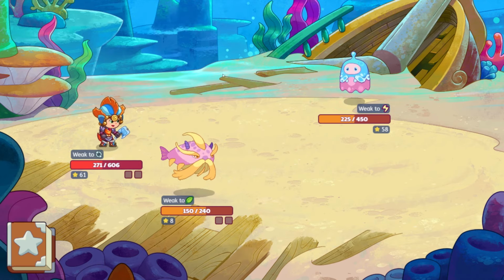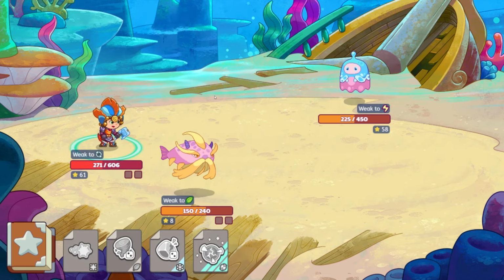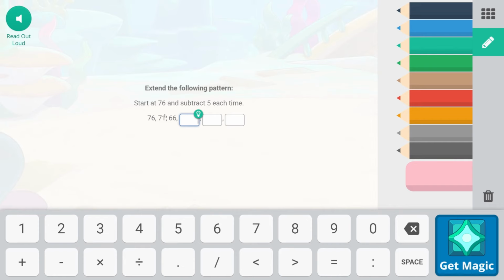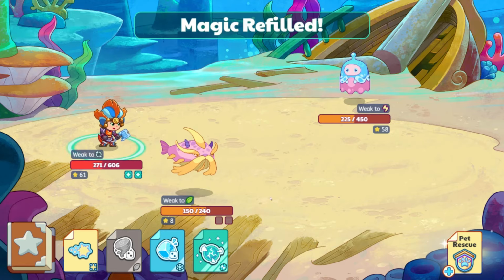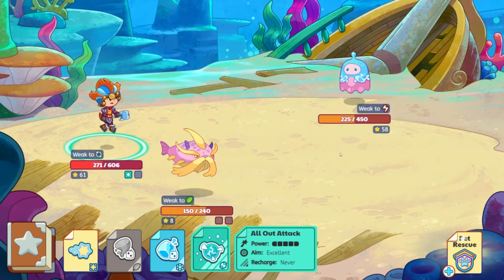All right. And now we have our all-out attack. Start at 76 and subtract 5 each time. 66 to 61. And then we're going to go to 56. And then we're going to go to 51. Woohoo! All-out attack.